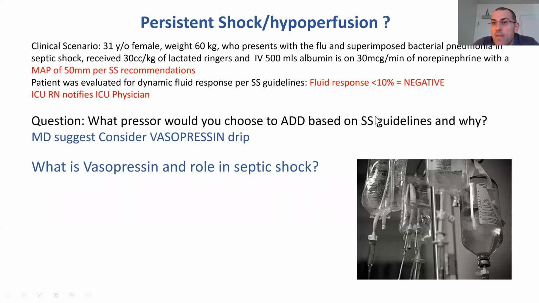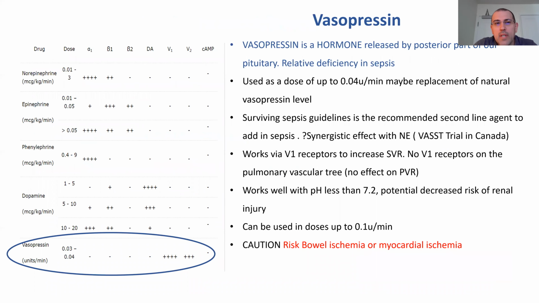So then per the Surviving Sepsis guidelines, we're going to add a vasopressin drip. So what is vasopressin's role in septic shock? Well, here we'll take a look that vasopressin works not on the catecholamine receptors, but on V1 and V2 receptors. And particularly here, V1 receptors is going to increase our SVR. So let's take a closer look here.